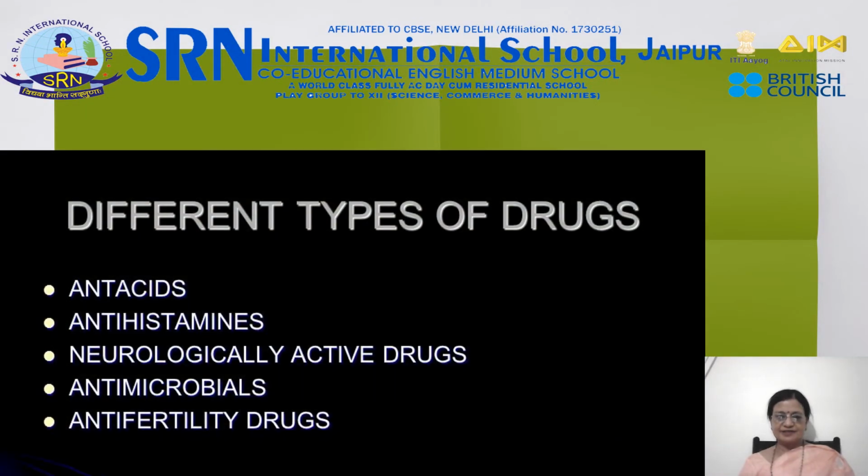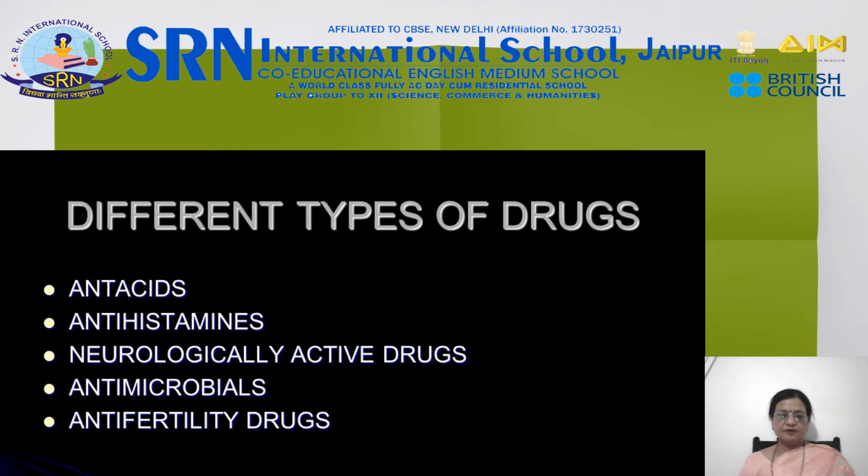Different types of drugs. First is antacids. Antacids are the drugs which remove excess acid or raise the pH to an appropriate level in the stomach. For example, milk of magnesia. Antihistamines are also called anti-allergic drugs, and they are used for treatment of allergies like skin rashes. An example is Seldane.